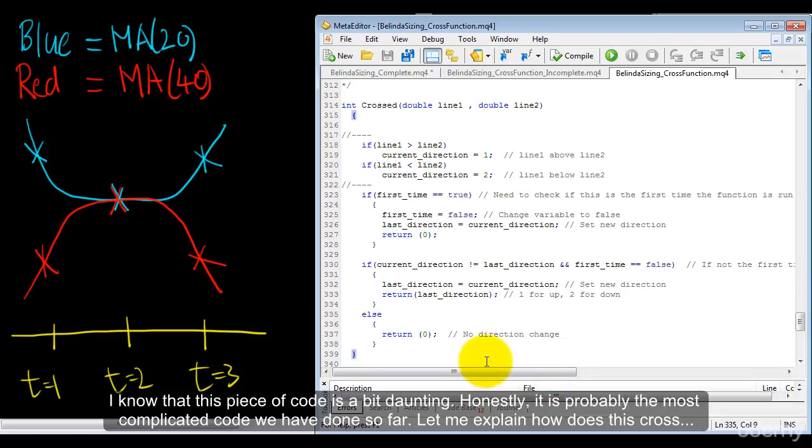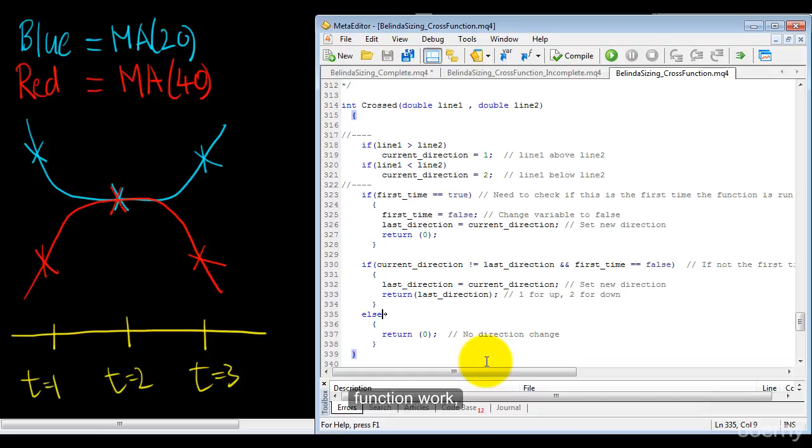I know that this piece of code is a bit daunting, and honestly, it is probably the most complicated code we have done so far. So let me explain how does this cross function work.